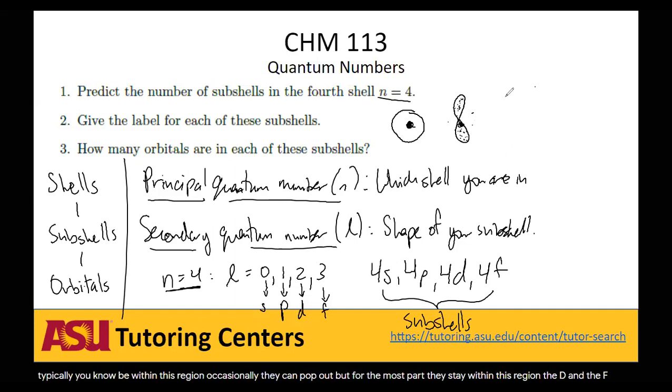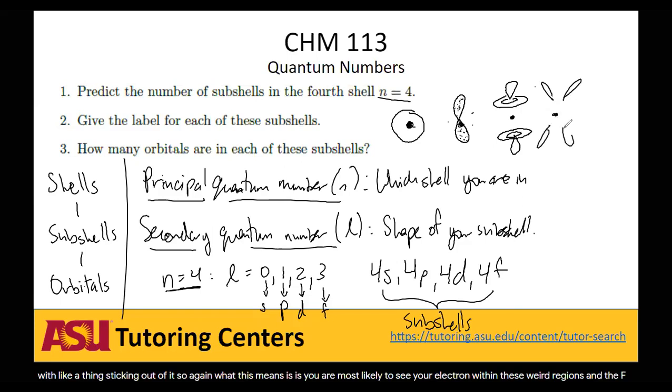The d and the f orbitals get really weird looking. I don't exactly remember what they look like, but I vaguely remember that the d orbital looks something like a donut with a thing sticking out of it. So again, what this means is you are most likely to see your electron within these weird regions. And then the f orbital, again, I'm not exactly sure what it looks like, but it tends to have a bunch of weird looking different things sticking out, if I vaguely remember. But again, they represent the regions where you're likely to find your electron hanging out.